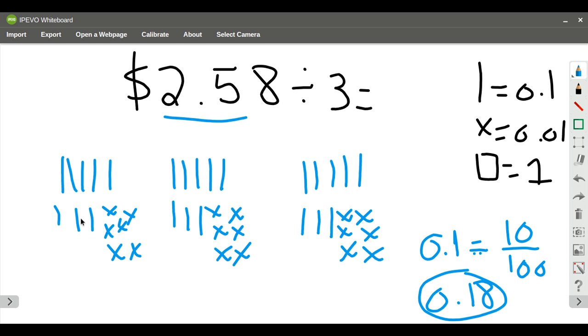So now when I look at this, I have 3 equal groups. They all have the same amount. And so I just look at how many tenths I had. So I have 1, 2, 3, 4, 5, 6, 7, 8. So I have 8 tenths. And then I look at how many hundredths I have. I have 1, 2, 3, 4, 5, 6. So my answer here, $2.58 divided by 3 is going to be equal to 86 cents.